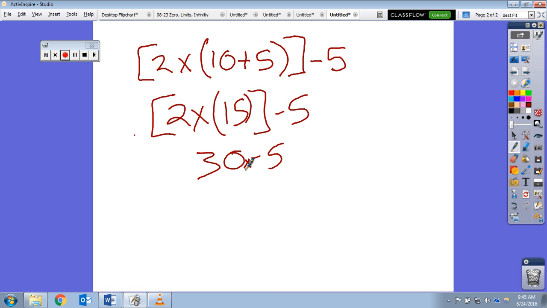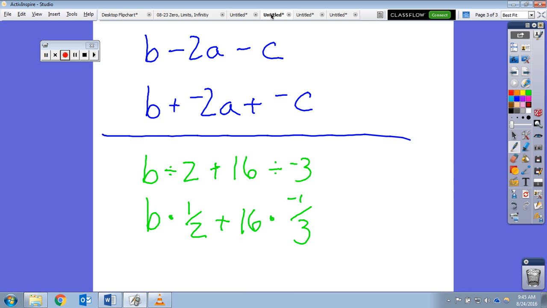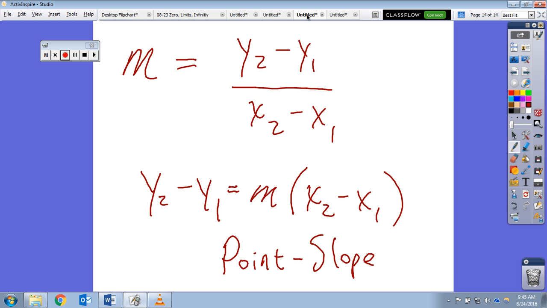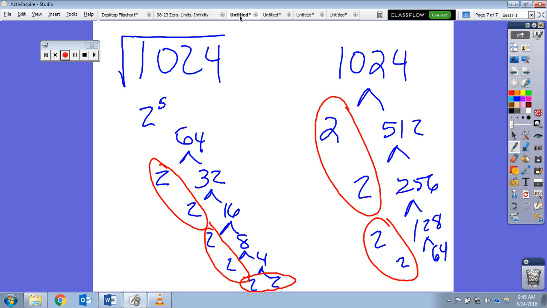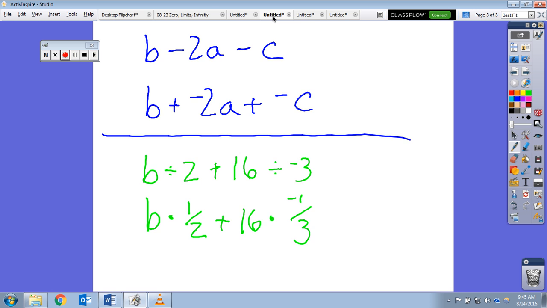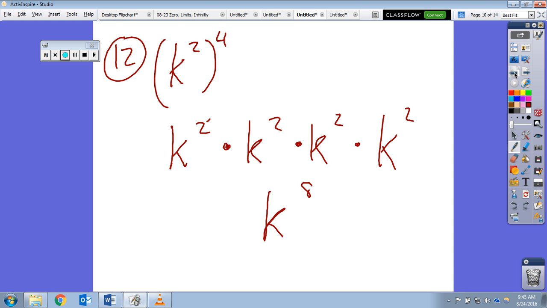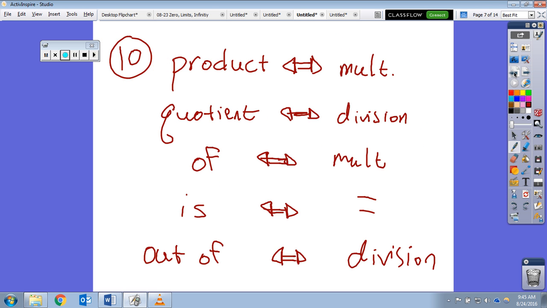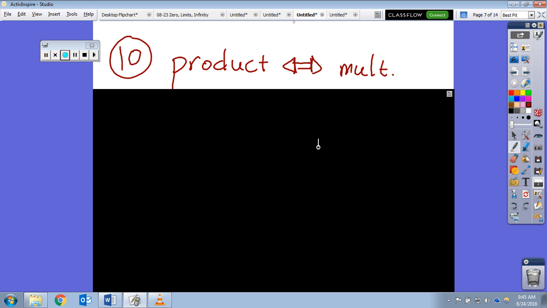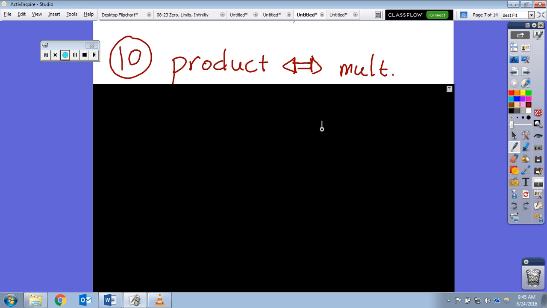I think it was back here somewhere. I think it was this one. Yes. So, let's go over to this. So, product is multiplication.